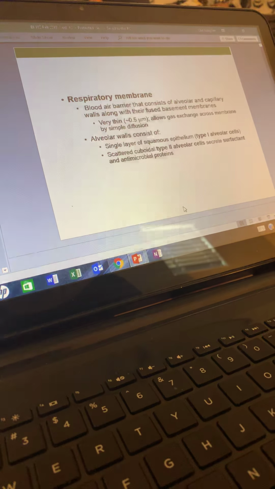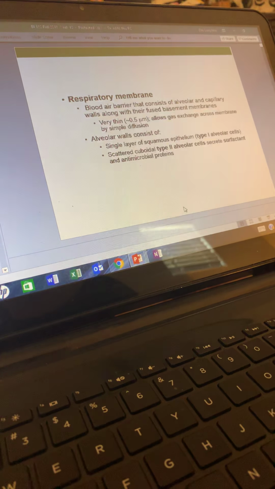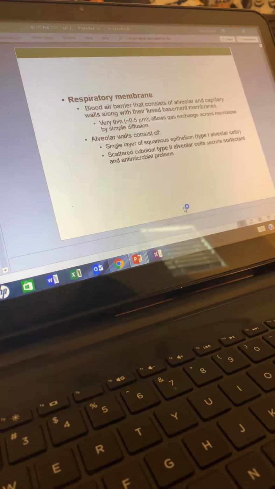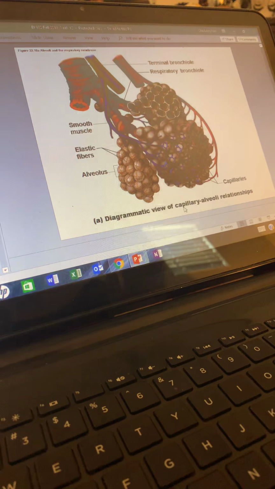The alveolar walls have a single layer of squamous epithelium, which, if you recall, is a single layer of flat cells, type 1 alveolar cells. And then there's scattered cuboidal cells as well. Cuboidals are shaped like cubes, right? The type 2 alveolar cells secrete surfactant, as well as antimicrobial proteins. So surfactant thins out the mucus and prevents it from being too clumpy or thick.